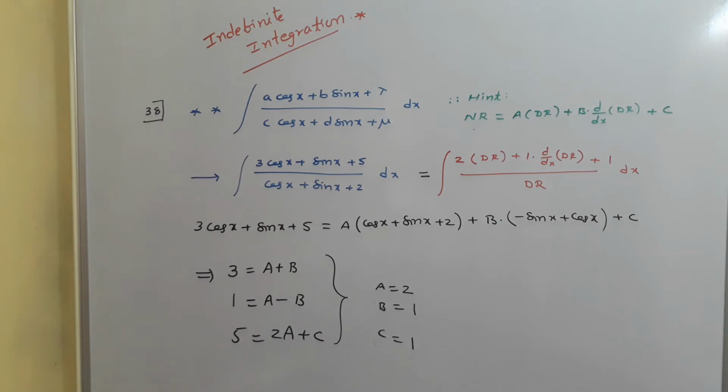Initially, take numerator equals a times denominator plus b times derivative of denominator plus c, and find out a, b, c. That is the first task. After finding a, b, c, it is easy to answer the problem.